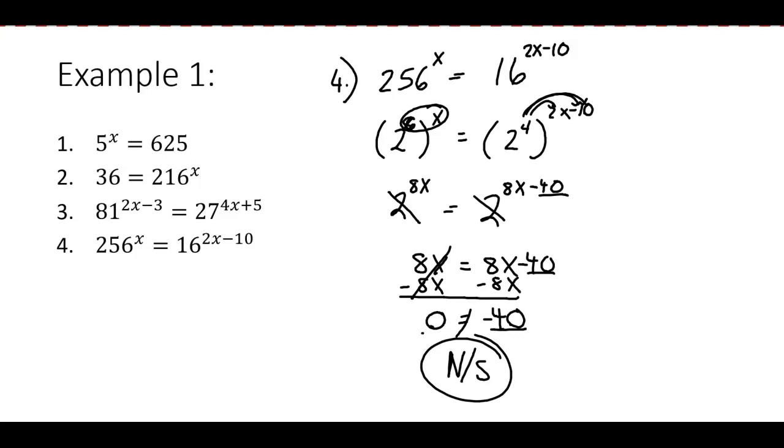But let's say you ended up with something like 0 equals 0. Well, in that case, that's a true statement, right? That means no matter what x is, they're always equal. And so that's all real numbers is how you say it. So when the x's go away, it's either no solution or all real numbers. If they're not equal, no solution. If they are equal, all real numbers.